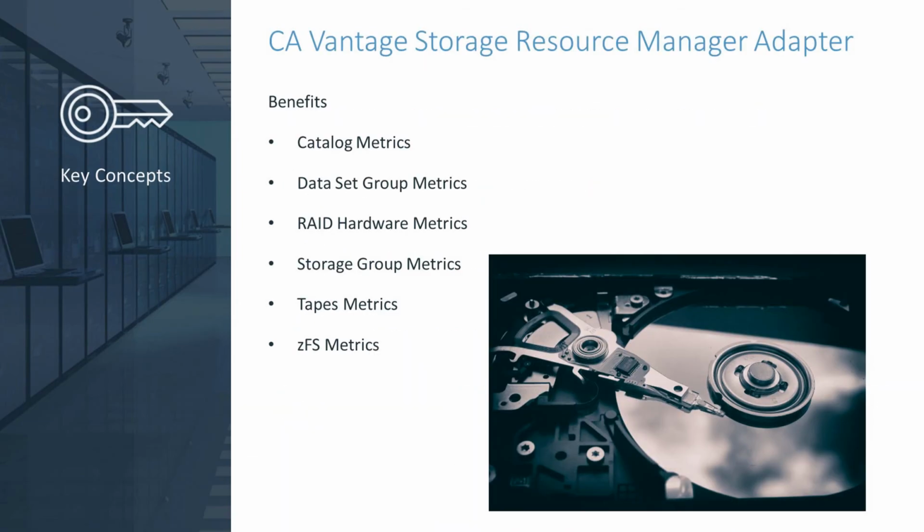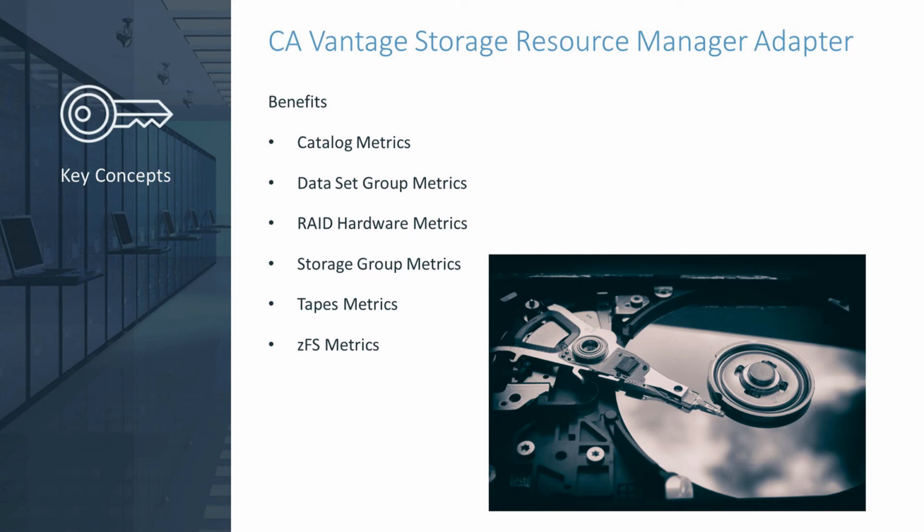If you are a CA Vantage Storage Resource Manager customer, CA Mainframe Operational Intelligence now lets you view and analyze your historical performance data. This data gives the storage administrator and the mainframe management team a historical view of activity and performance. This adapter lets you look at the following types of metrics. Catalog metrics let you identify the abnormal behavior of a specific catalog. By monitoring the volume of where a catalog resides, you can mitigate the issues that are related to catalog growth.